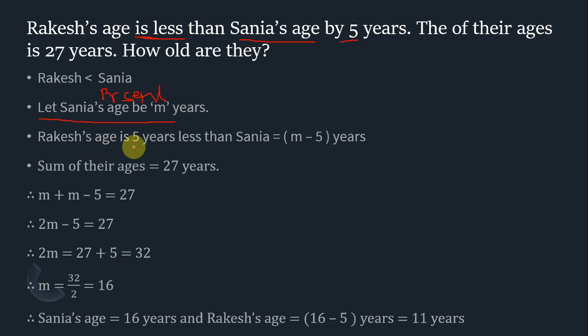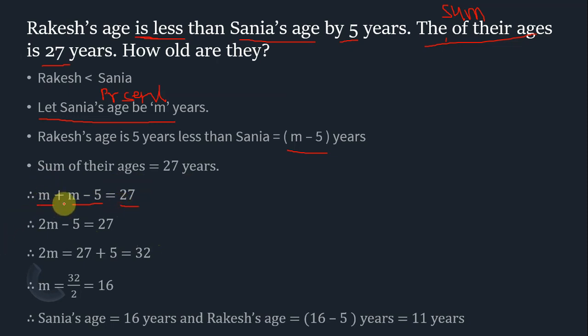तो राकेश एज इज 5 years लेस, राकेश उससे 5 साल छोटा है. तो उसका एज कितना हो जाएगा, m-5. And understand the condition. Read the question 2-3 times and understand the condition. The sum, actually the word is not there, I missed that word. The sum of their ages. What does sum mean? Sum means total. तो उनकी एज की टोटल है 27 ईयर्स. That is the condition. ये एक कंडीशन आपको दी हुई है, उसके हिसाब से आप सॉल्व करोगे. तो सम ऑफ देयर एजेस, सम मीन्स व्हाट, सानिया का एज, राकेश का एज, इनकी टोटल है 27.